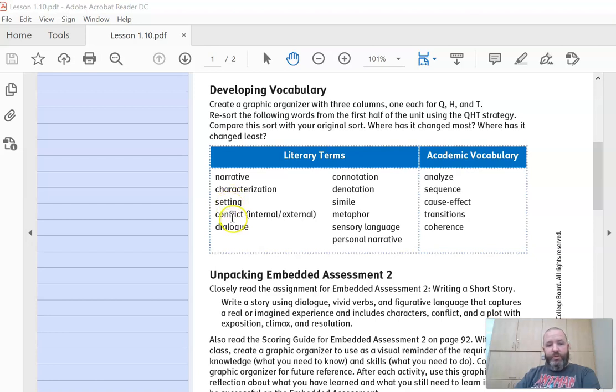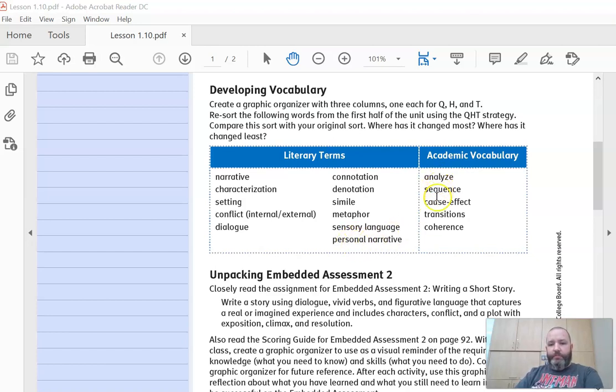The setting, that's when and where the story takes place. We talked about conflict, both internal, remember that's inside problems, and external, outside problems. Dialogue is talking. Connotation is the meaning behind the word, and denotation is the dictionary definition. Similes and metaphors compare unlike things, similes using like or as, and metaphors directly. Sensory language, those are all words that appeal to your five senses, and we already finished our personal narrative, so we know what that was.